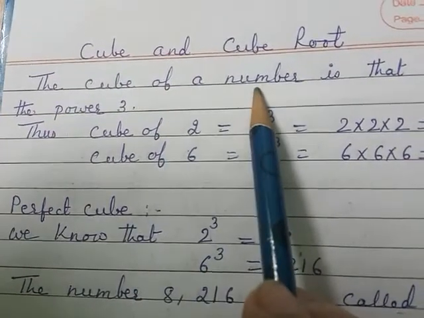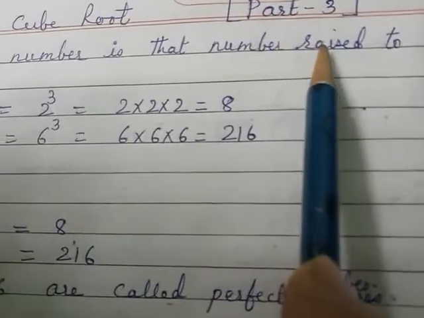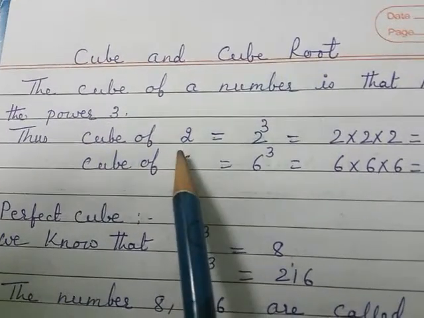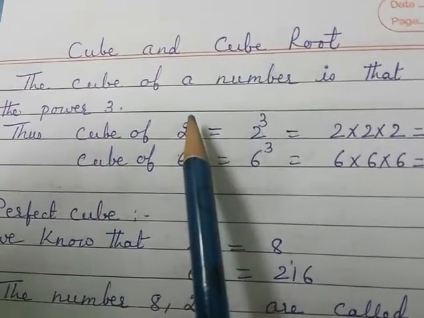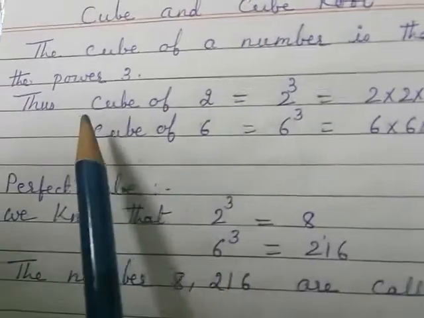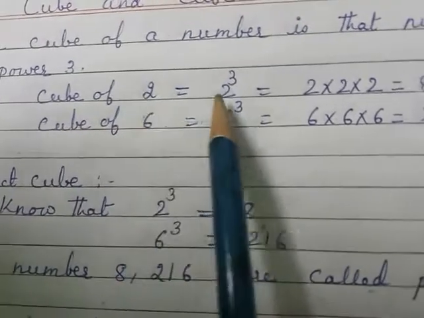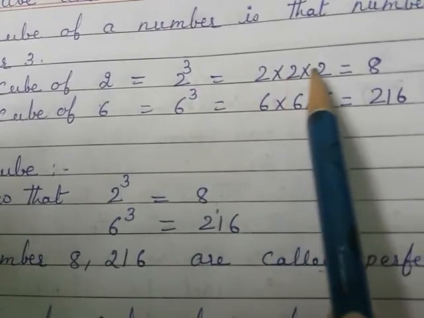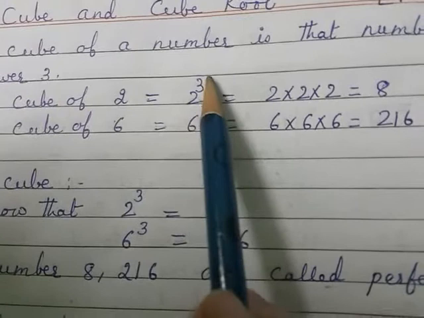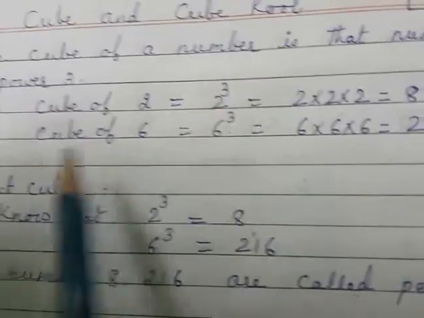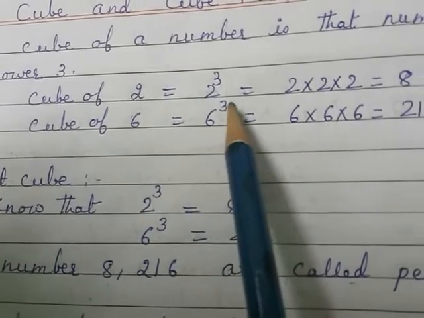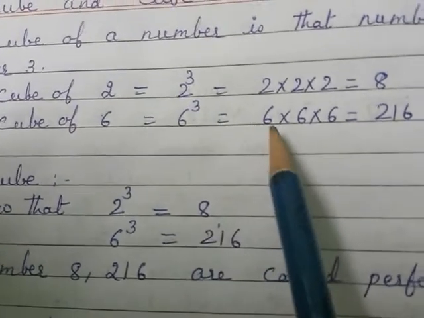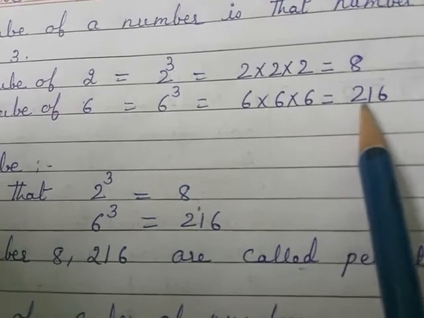The cube of a number is the number raised to the power 3. That means any number raised to the power 3 is called the cube. So, cube of 2 is equal to 2 raised to the power 3, that is 2 multiplied by 2 multiplied by 2 gives 8. So, this is known as the cube. Cube of 6 means 6 raised to the power 3. So, 6 multiplied by 6 multiplied by 6 gives 216.